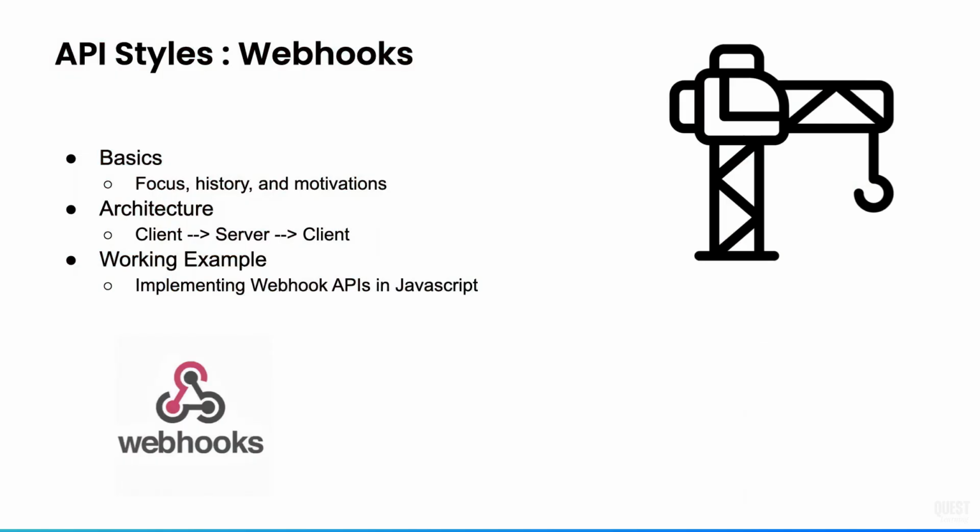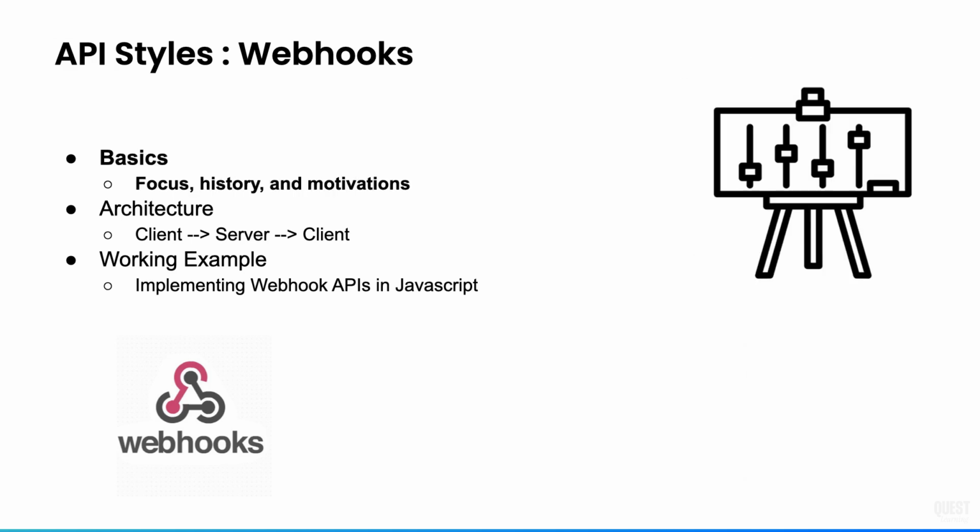All right, let's look at another API style, this one called the Webhooks style. And as we've done before, we'll review some basics, talk about the architecture, which is a little bit unique. I call it a client-server-client architecture. We'll see why. And then we'll look at a working example of implementing a webhook API in JavaScript. So let's start with the basics.